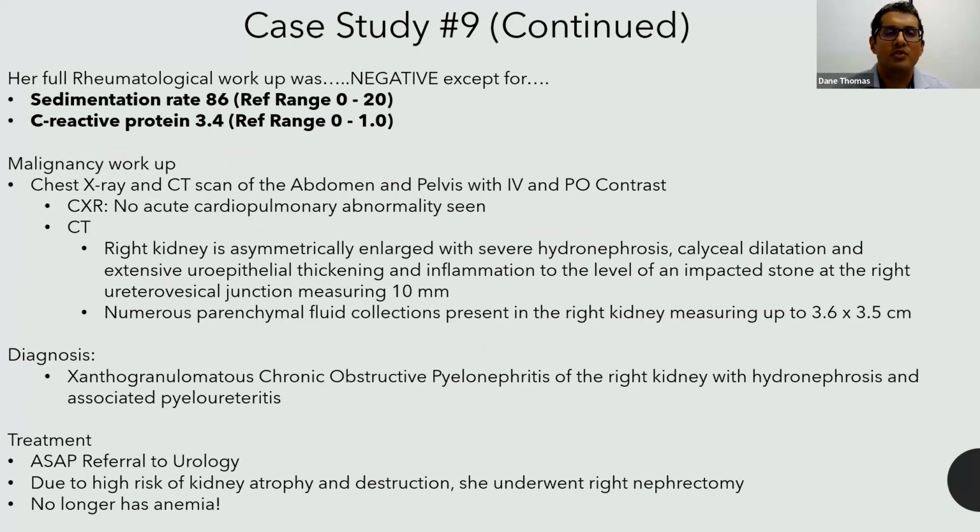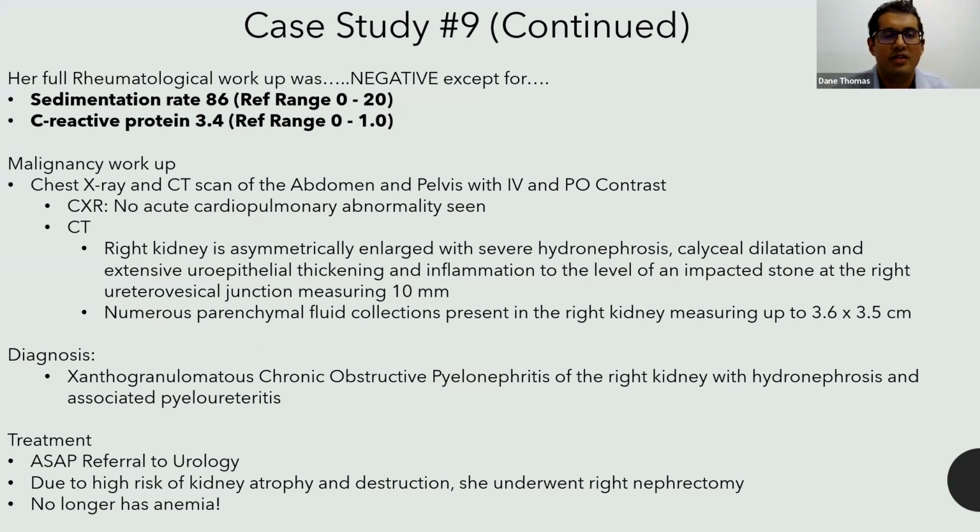So her full rheumatological workup was negative, except for an elevated sedimentation rate of 86 and a C-reactive protein of 3.4. At this point, I had no clue what was going on. I was stumped. So I decided to perform a malignancy workup due to her unintentional weight loss of 20 pounds over the past year.